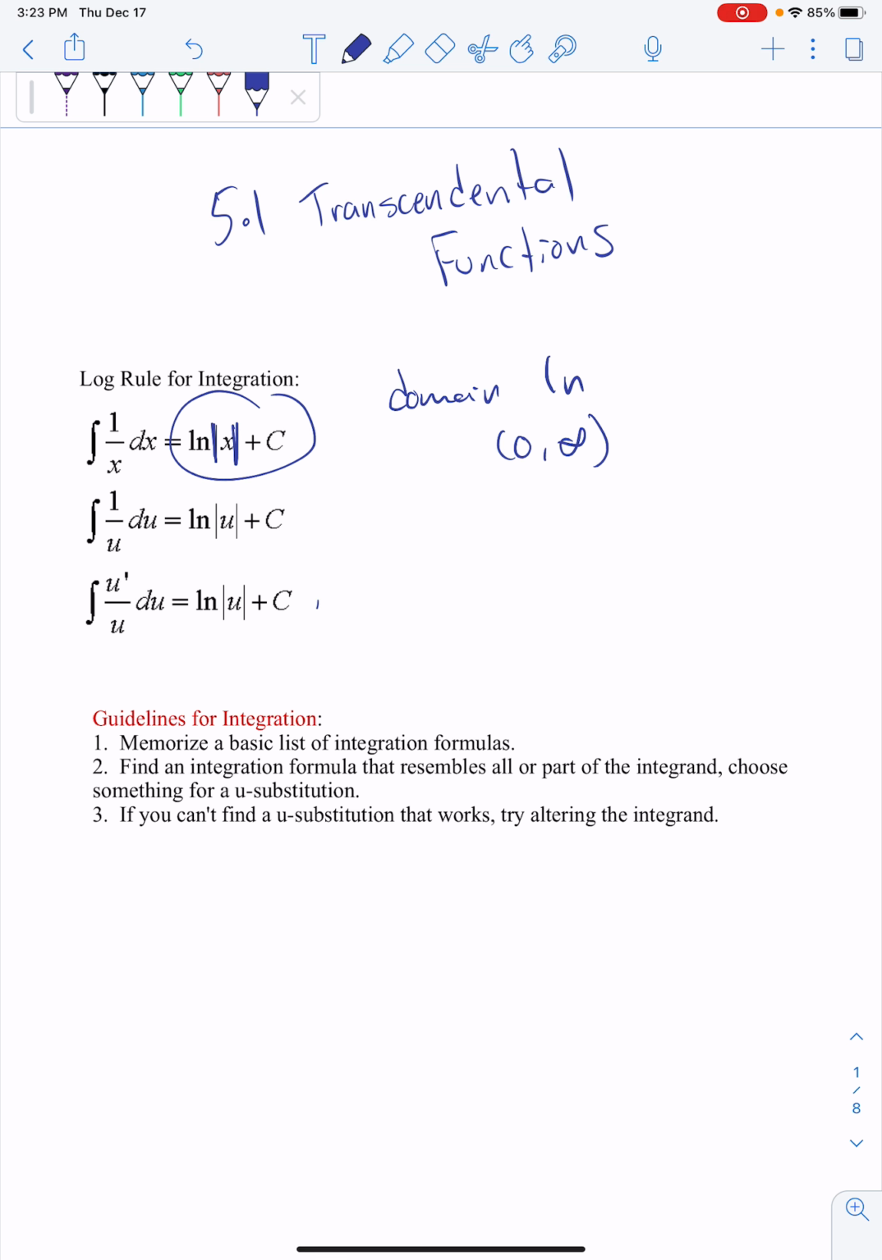And this is the big one. If I have u on the bottom and u prime is on the top, then I have the natural log of u. So if I have something like x to the fourth on the bottom, and I have 3x cubed on top, when I integrate, I end up with the natural log of x to the fourth. Okay, so just like the derivative of natural log is u prime over u, well, going backwards, if I start with u prime, I work my way backwards.